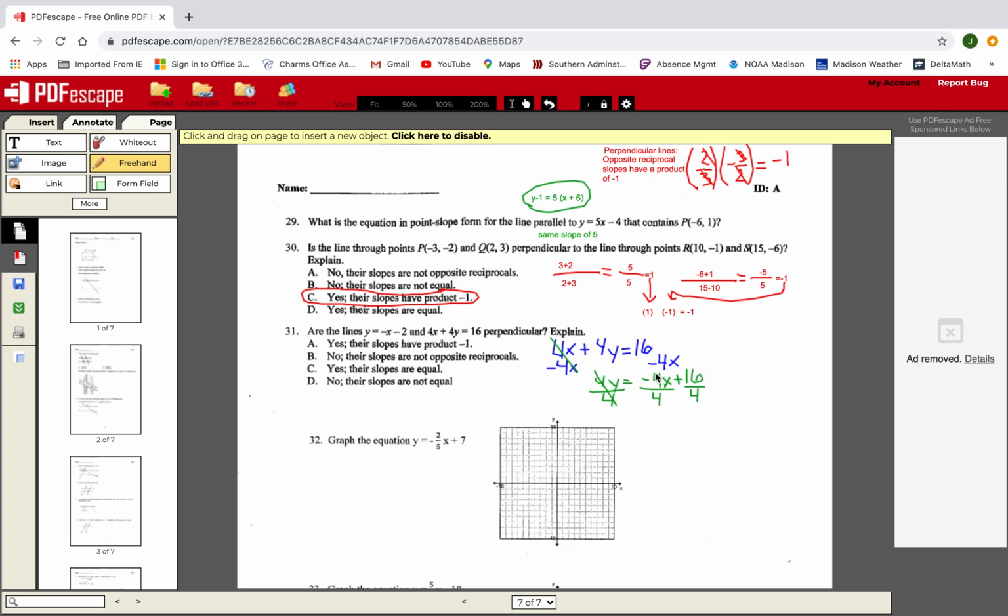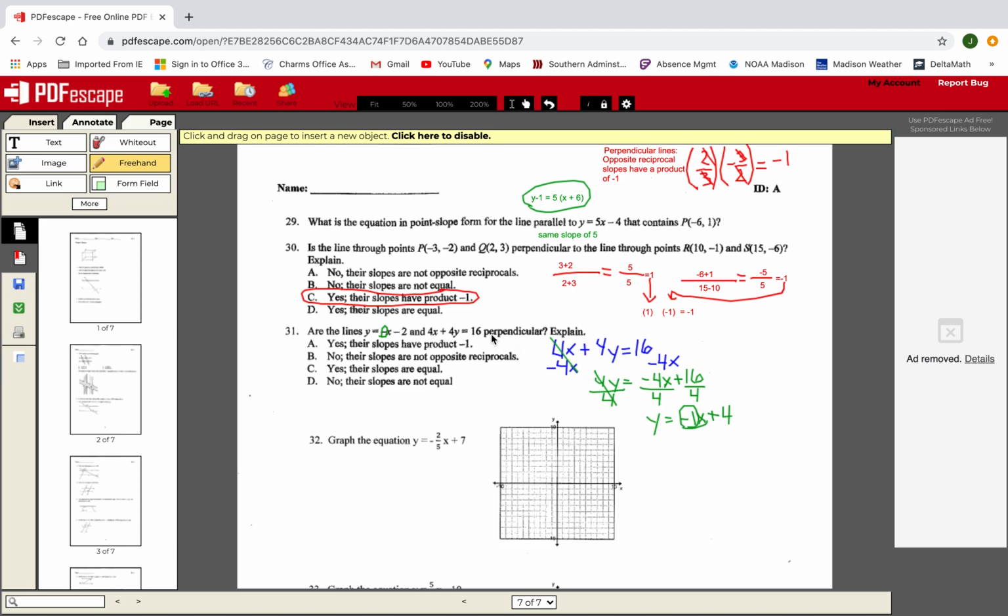I've got y equals -4 over 4, which is -1, y equals -1 plus, oh sorry, x. Don't forget your x. I'm always telling my kids that. 16 over 4, which is 4. Okay? So I've got a -1x, or -1 slope here. And I've got a -1 slope here. Okay? The exact same slopes means they're parallel.